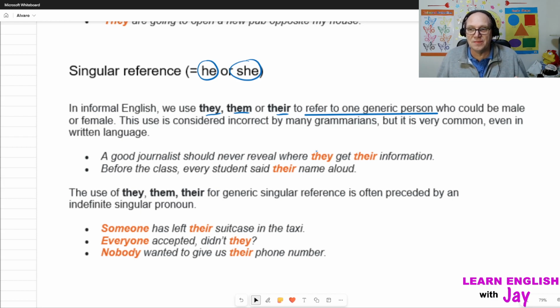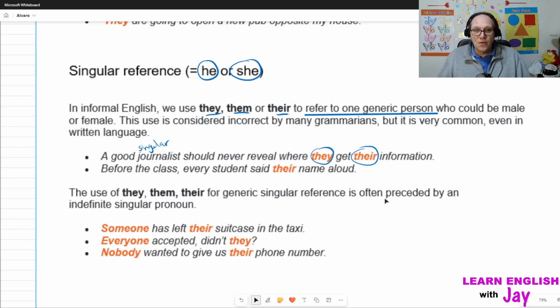But it is very common. It's a spoken language. It's something that we just do. All right. So, for example, a good journalist should never reveal where they get their information. A good journalist, this is singular. That's a singular person, one journalist, but we're still using they and their to talk about them. So we're still keeping that generic pronoun going there.